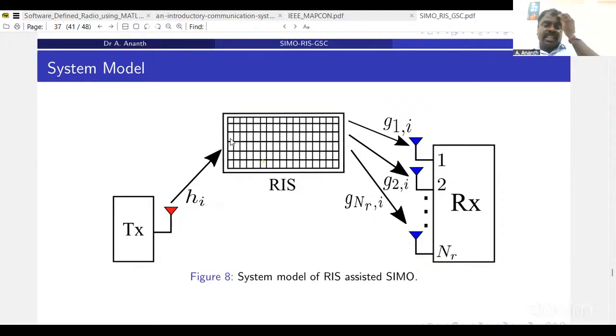Again, the signal which is reflected from the RIS will reach the receiver, in the sense that it will reach all of the receiver antennas. So you have a signal coming from the transmitter, getting reflected from the first RIS element, and reaching the receiver's antennas. From this, there will be NR number of channel fading coefficients between the receiver and the first RIS element. Similarly, from the second RIS element also we will have NR channel fading coefficients. So altogether we have NR cross N channel fading coefficients, where NR is the number of receiver antennas and N is the number of RIS elements. At the receiver side, these channels are going to be in vector form.